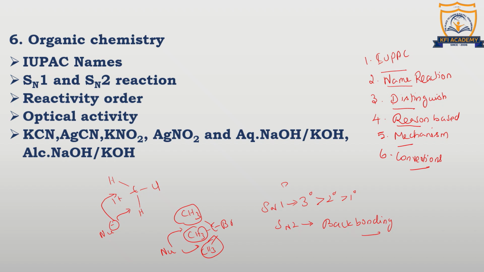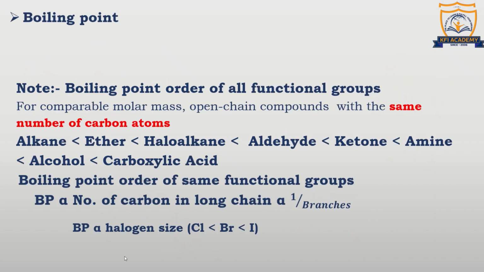In case you are unable to find the SN1 order, no problem. Find the SN2 order and write it in reverse. That is the easiest way. Then optical activity and some important named reactions, that will be given.